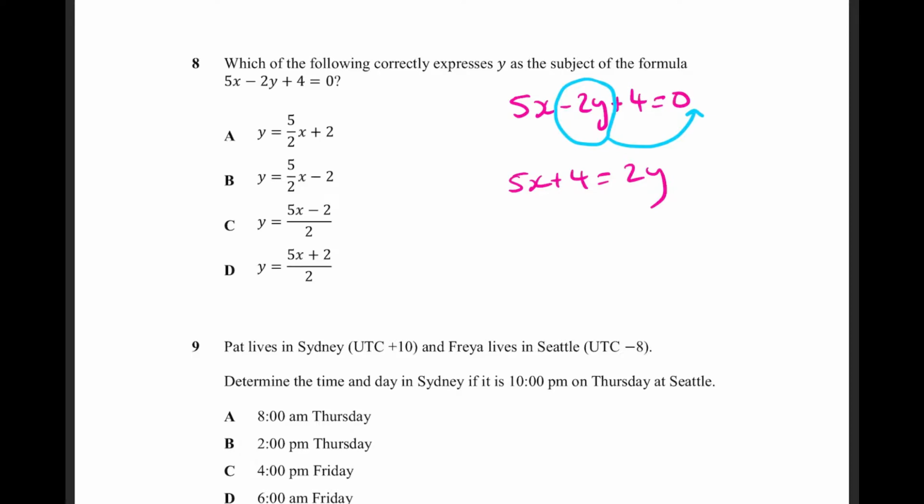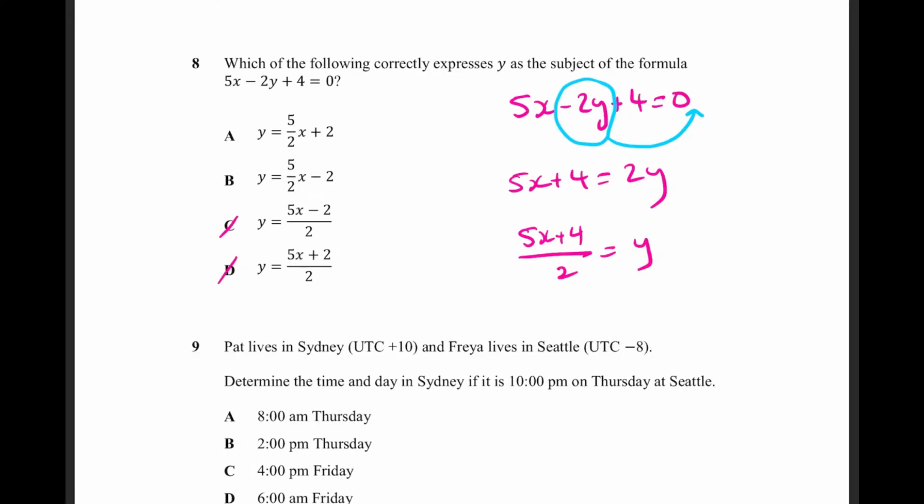Now, what do I need to do to get rid of that 2? Well, I'll need to divide by 2 because between the 2 and the y is a times. So I'm going to divide everything by 2. So now you have 5x plus 4 all over 2 is equal to y. Now let's have a look and see which one that is.